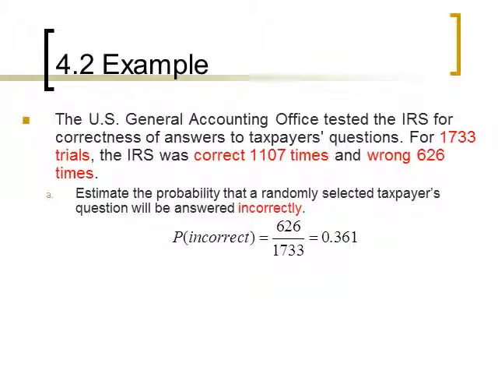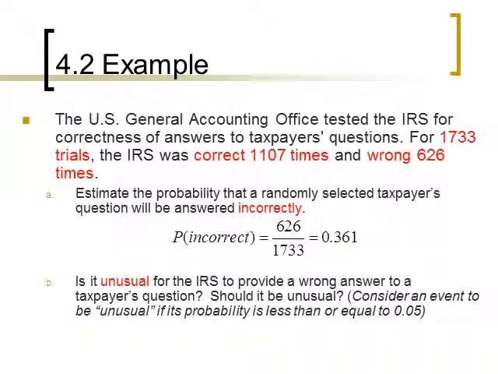The denominator is always the total number of participants, or the total number in the trial, and so that would be 1,733 total trials. Next, divide those two numbers in your calculator and round it to 3 significant decimal places, and so we would round it to 0.361. So let's go ahead and look at the next step in this question.